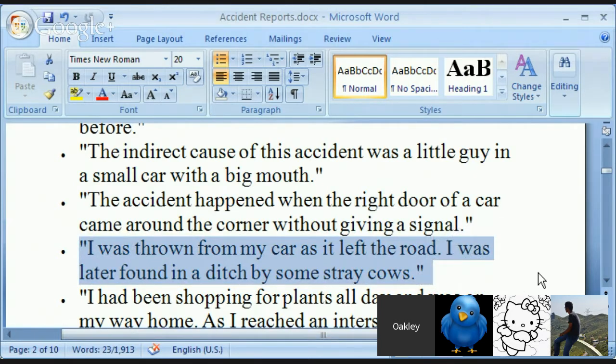Okay, Nader, how about this next one? "I was thrown from my car as it left the road. I was later found in a ditch by some stray cows." That's nice. So they reported the matter, maybe.